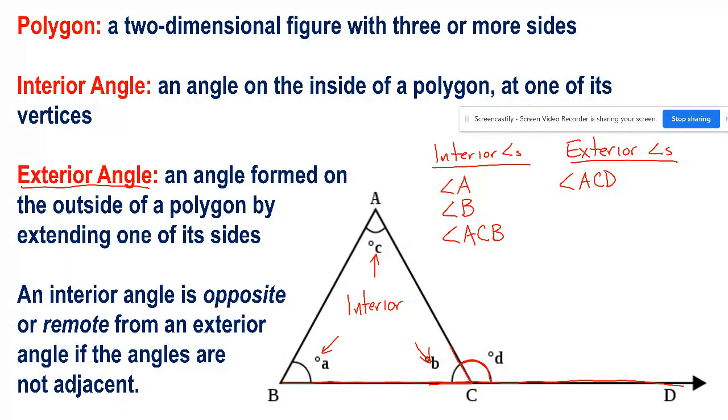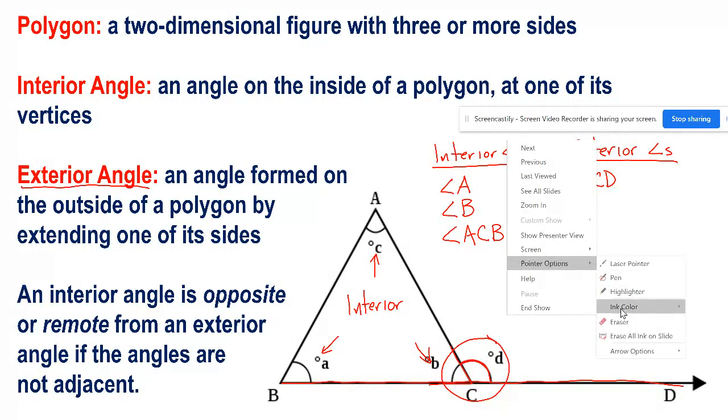The other little bit of vocabulary that's going to be important is the words opposite and remote. One thing we've talked about with angles is adjacent angles. Adjacent angles are angles that share a side, that are next to each other. So on this diagram, the two angles here at point C are adjacent. They bump up against each other. They share a side. Opposite or remote means the angles are related because they're still on the same polygon, but they are not adjacent. They are across from each other.